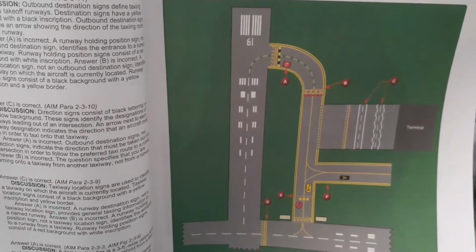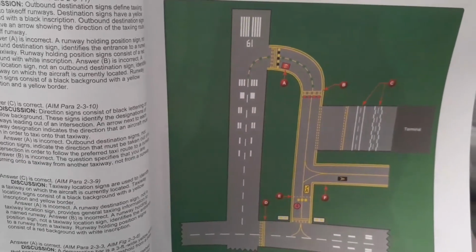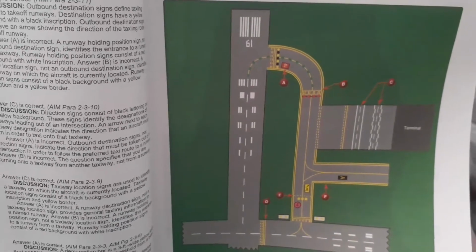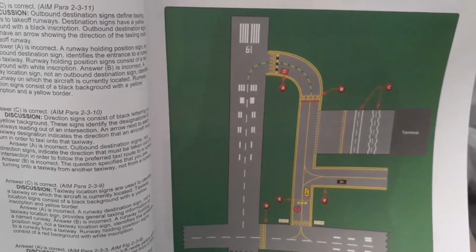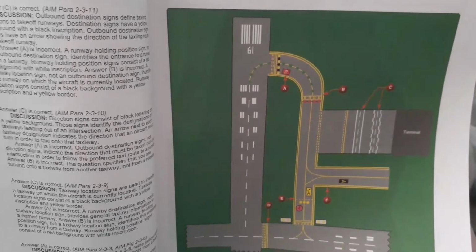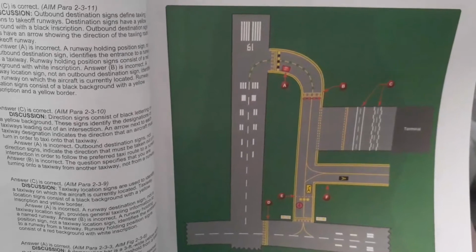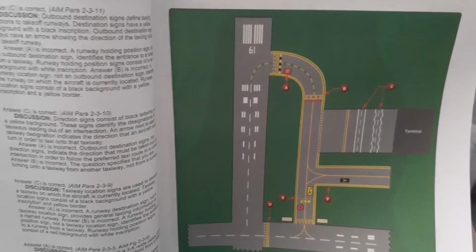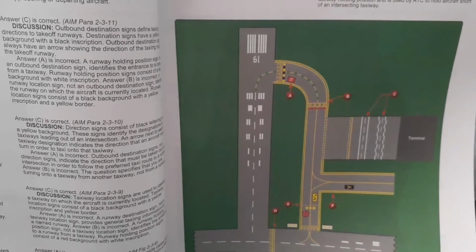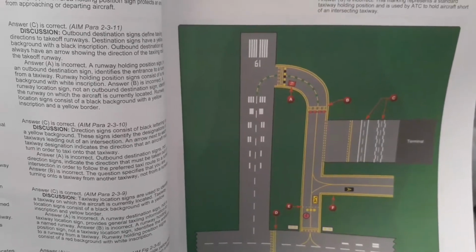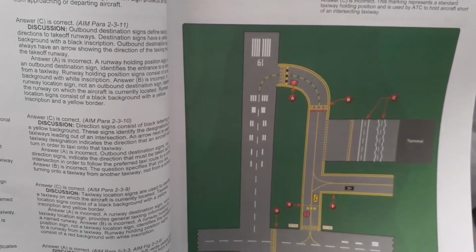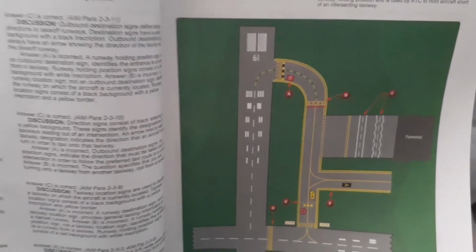Question 15. What does the outbound destination sign identify? A, identifies entrance to the runway from a taxiway. B, identifies runway on which an aircraft is located. Or C, identifies direction to take off runways. Question again, what does the outbound destination sign identify? Correct answer is C, identifies direction to take off runways.